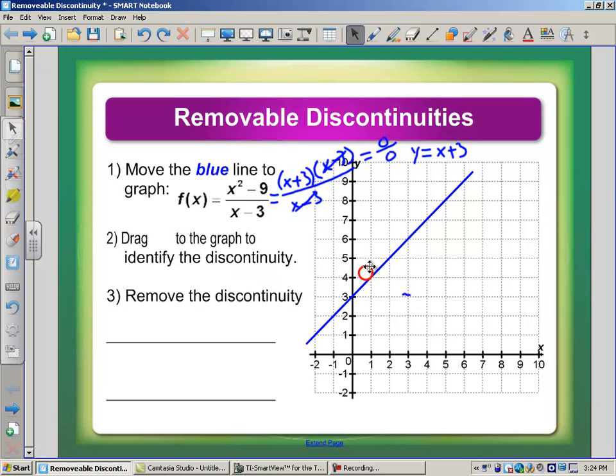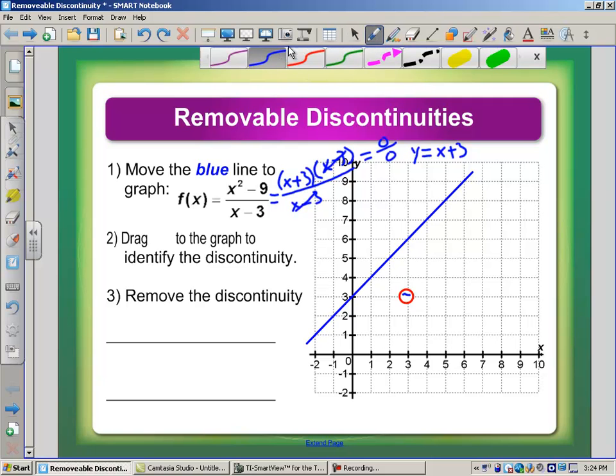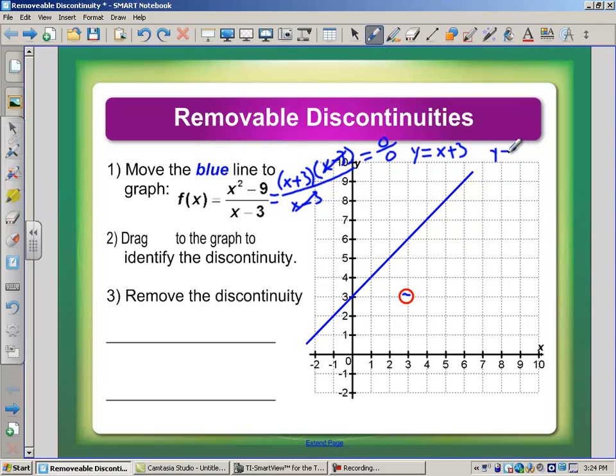Now, where are we going to put this hole? We know it's at x equals 3. It's at x equals 3 because that's the factor that I canceled. But what's the y value? Where does this hole go? The way you find the y value is you plug 3 in for x into the remaining function. So what I have left over is x plus 3; we plug in 3 for x, and you get y equals 6. So this means this little hole needs to go at (3, 6).